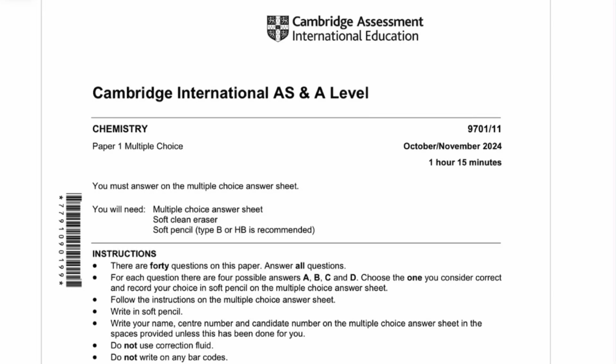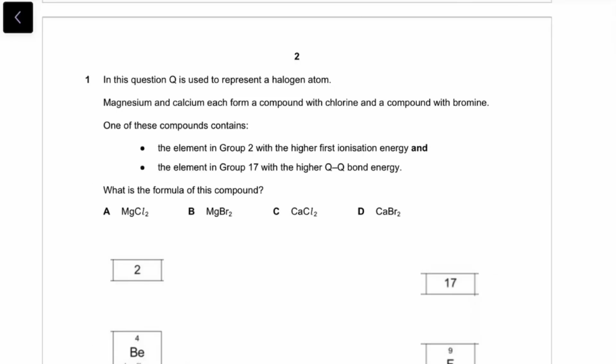So today we're going to be solving the October-November 2024 AS and A-Level Chemistry Paper 1, Variant 1. Question number 1. In this question, Q is used to represent a halogen atom. So Q must refer to atoms in group 17.